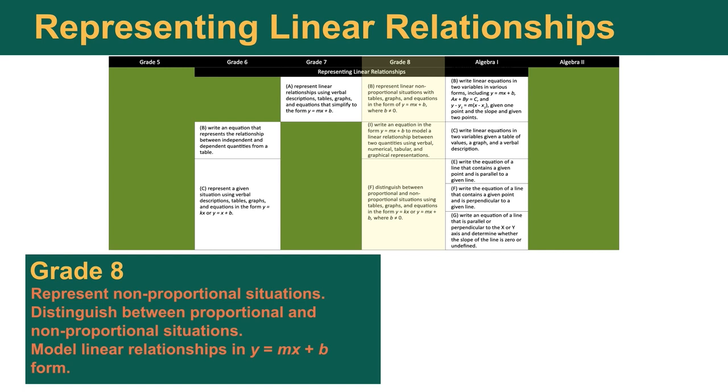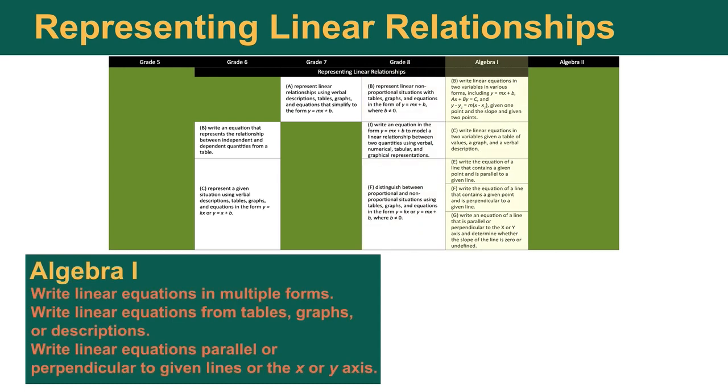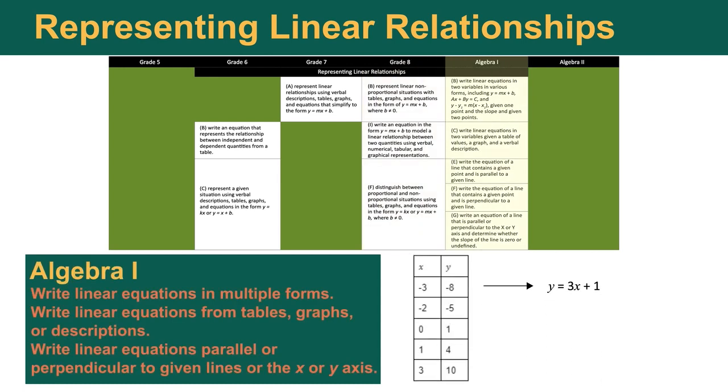8th grade students expanded their knowledge of linear relationships to include representing non-proportional situations in several formats. They learned to distinguish between proportional relationships and non-proportional relationships, and then learned to model the linear relationship by writing equations in the form y = mx + b. This background leads to representing linear relationships in Algebra 1.